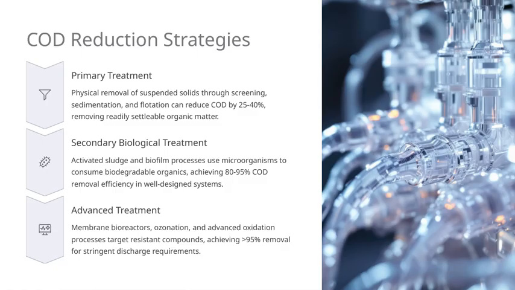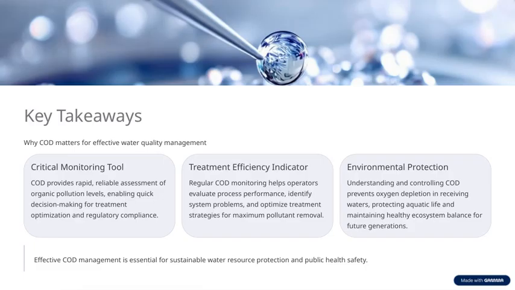Connecting all of this back to our overall goal, these strategies help us effectively reduce organic pollution, protect water quality, and ensure compliance with environmental regulations. Let's take a moment to review the key takeaways from today's presentation. First, why does chemical oxygen demand, or COD, matter so much for effective water quality management? Well, COD serves as a critical monitoring tool because it provides a rapid and reliable way to assess levels of organic pollution in water. This means we can make quick decisions about treatment processes and ensure we stay compliant with regulations.